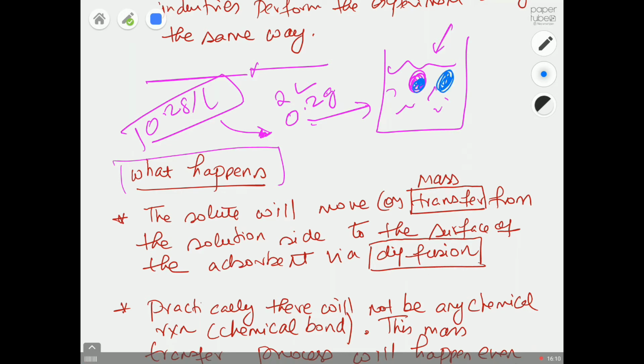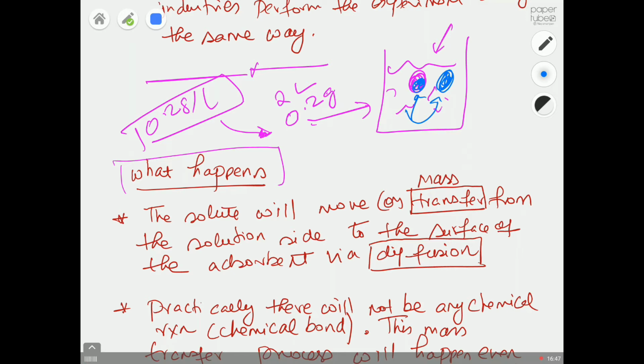So solute will move from the solution side to your adsorbent side. That's what really happens. We have a concentration gradient once you add your adsorbent, because your adsorbent is free of solute molecules. So solute molecules will move from the solution side to the surface of your adsorbent, and we call this mass transfer. Transfer of solute mass from the solution side to the surface of your solid adsorbent, we call this process diffusion.